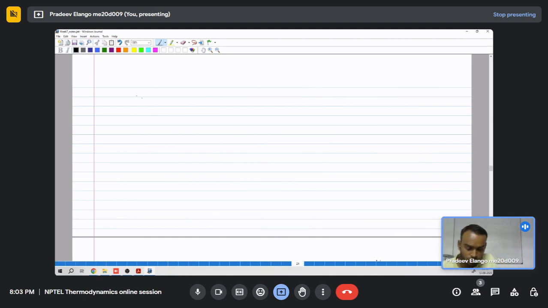So now I have work done is equal to constant into V2 power 1 minus n minus V1 power 1 minus n divided by 1 minus n. So now I know constant is P1 V1 power n equal to P2 V2 power n. So now work done I can write as constant into V2 power 1 minus n minus constant into V1 power 1 minus n.